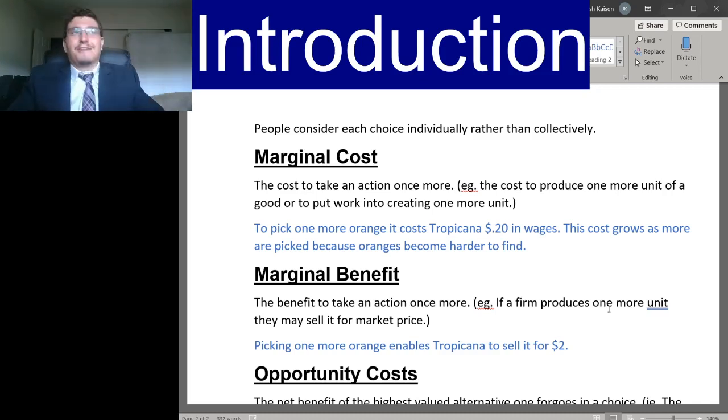And we'll talk about this over and over again throughout the course. Really, we won't even stop talking about it until the very end. So picking one more orange for Tropicana is going to enable them to sell it for $2. They benefit from having that orange picked by selling the orange for $2.